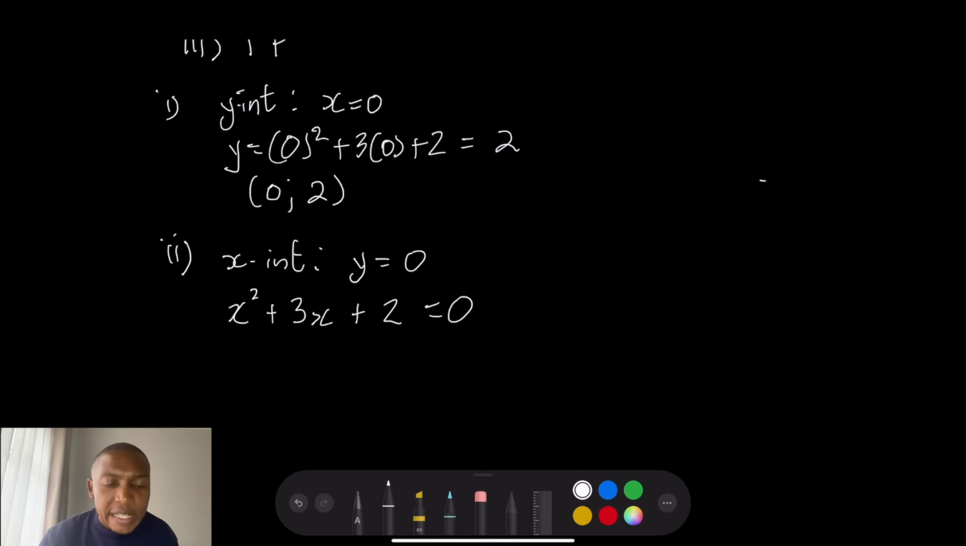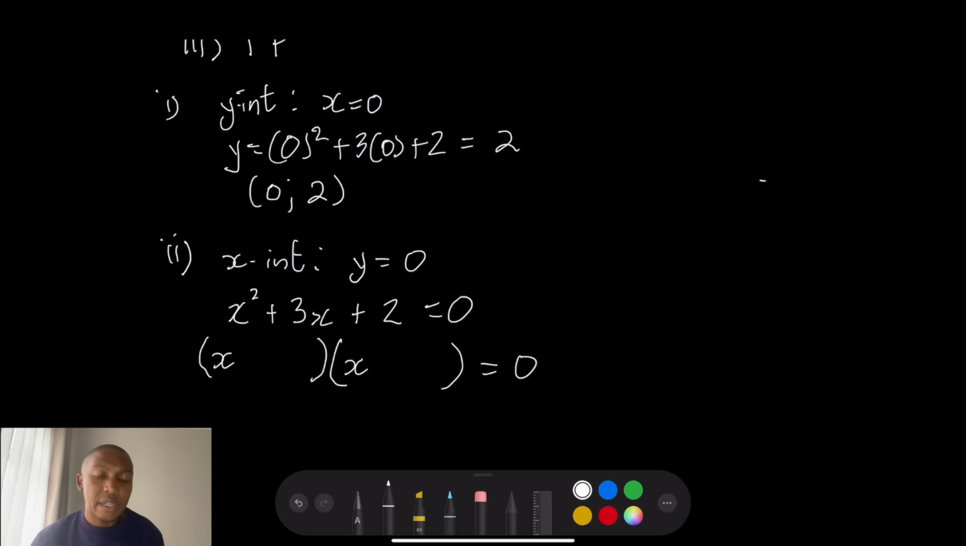When you factorize, the value of a, meaning the coefficient of x squared, is 1. So in that case, I can open up two brackets and make them equal to 0. When the coefficient of x squared is 1, that's simply going to be x and x. Why? Because x multiplied by x will give me x squared.